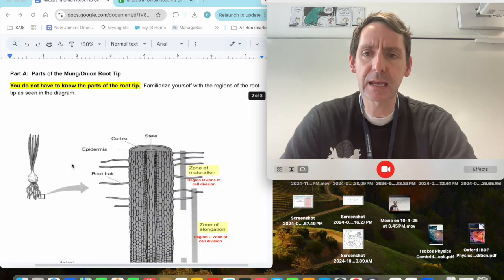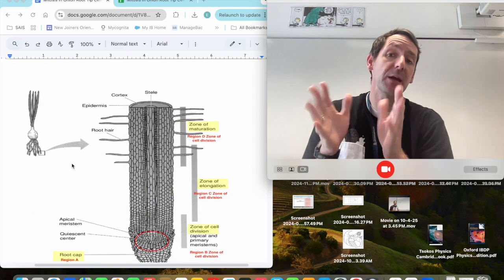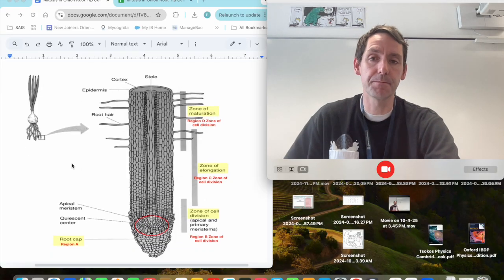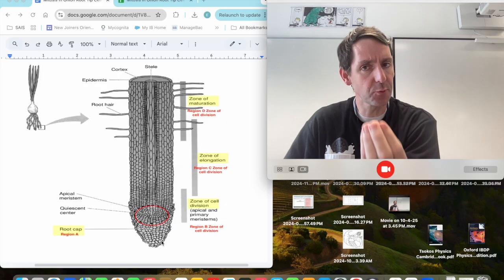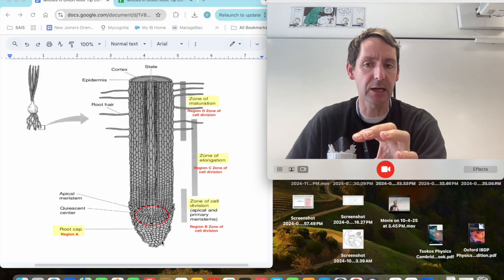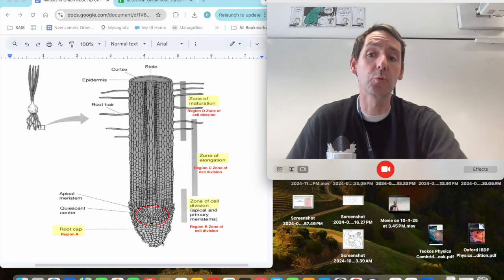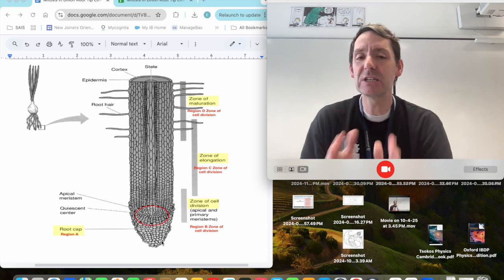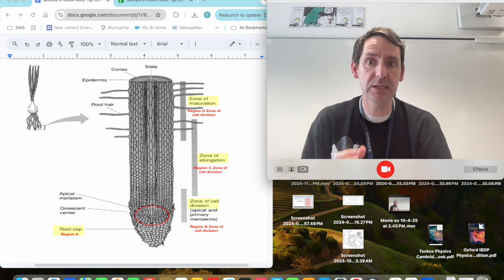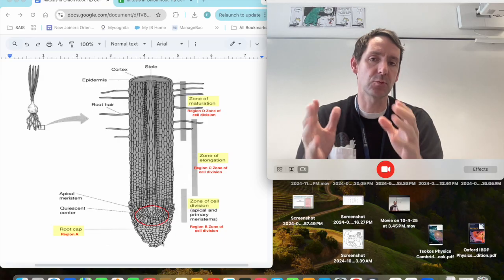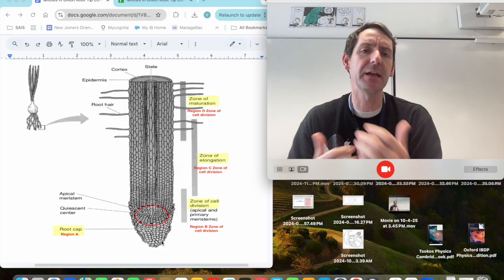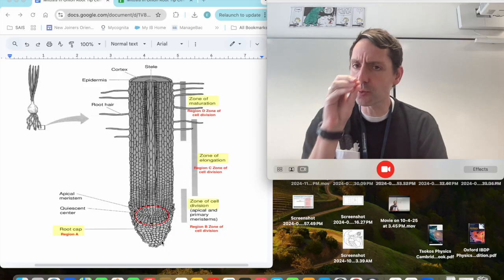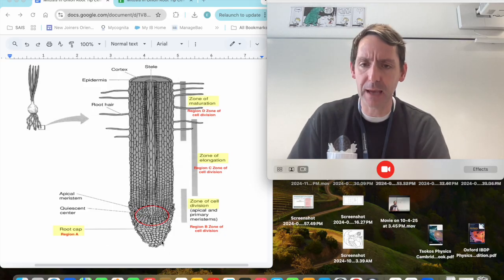If you look at the second page of the lab, there's some information here about the onion root tip. What you can see is that you have one section that's the tip of the root, the very, very tip down here, and that's what we'll call region A. Now, you don't need to know these specific regions. You just have to be able to look at this and recognize that there are different areas where we expect different things to be happening. So just right there at the tip, you have what we call the cap.